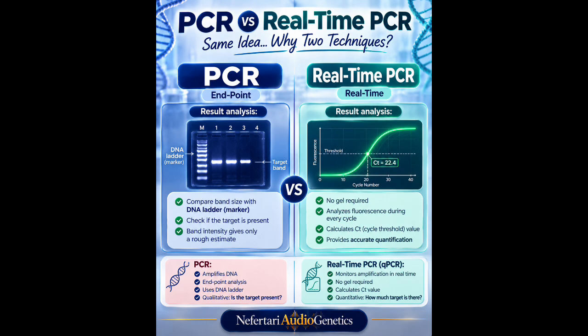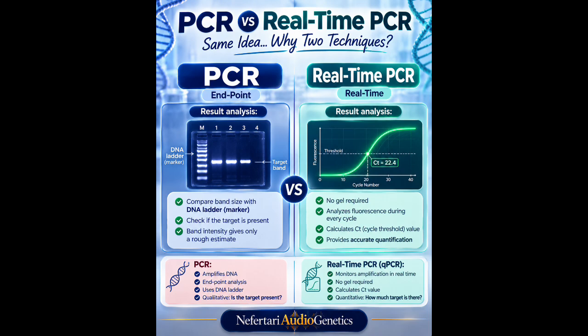Instead of waiting until the reaction is over, the instrument continuously monitors DNA amplification during every PCR cycle. It does this by detecting fluorescence that increases as more PCR product is generated. Now, you may often hear two names: real-time PCR and quantitative PCR. In most contexts, they refer to the same technique, but real-time PCR describes how amplification is monitored, while quantitative describes what this monitoring allows us to estimate, which is the initial amount of target DNA.